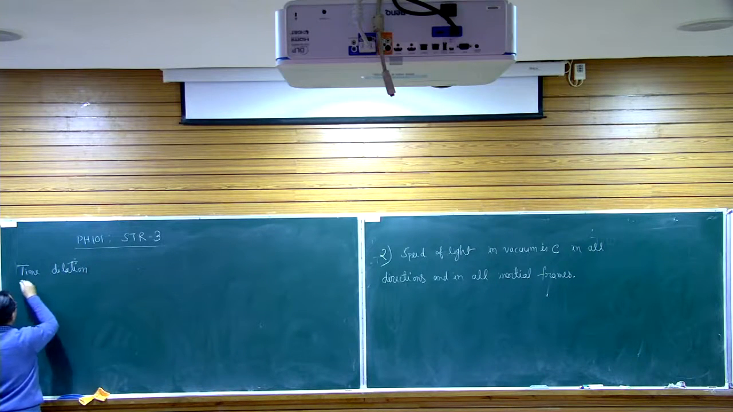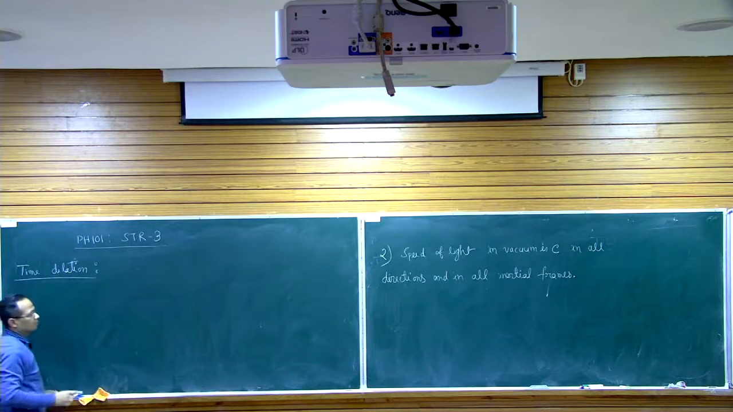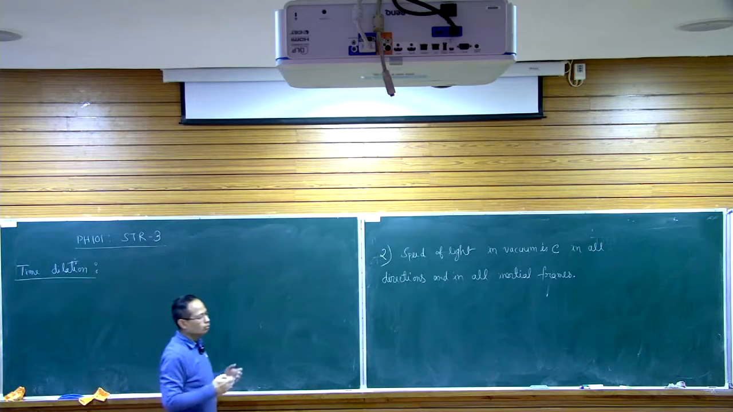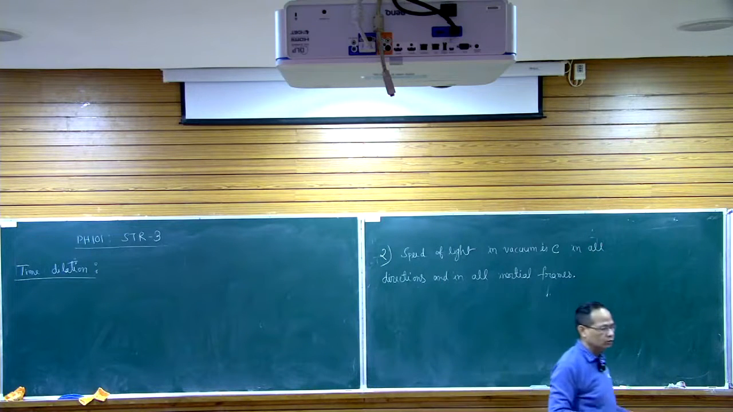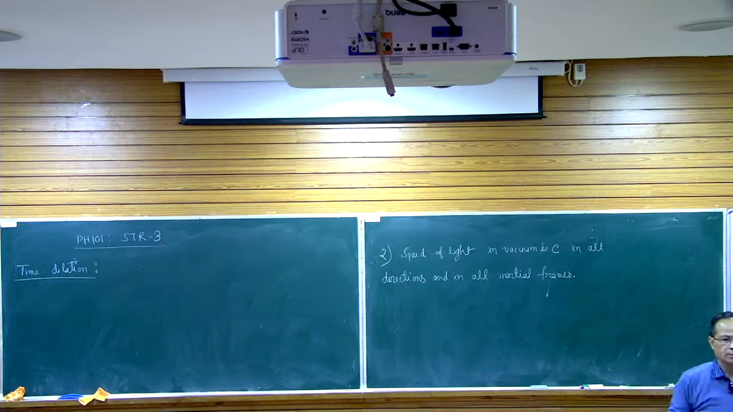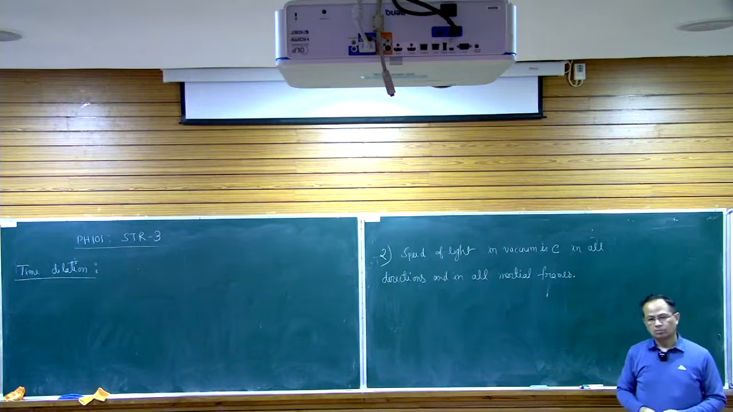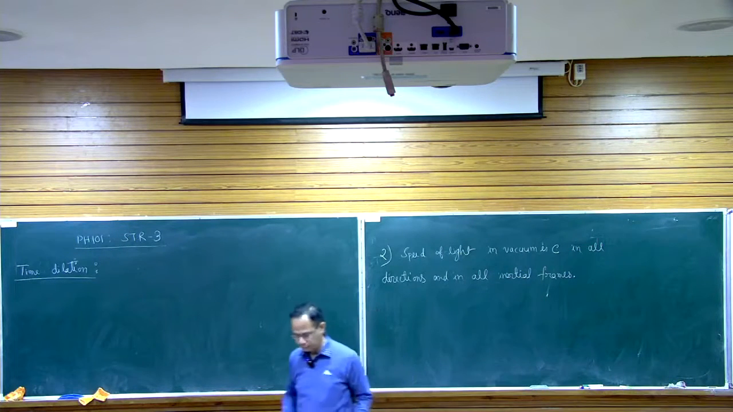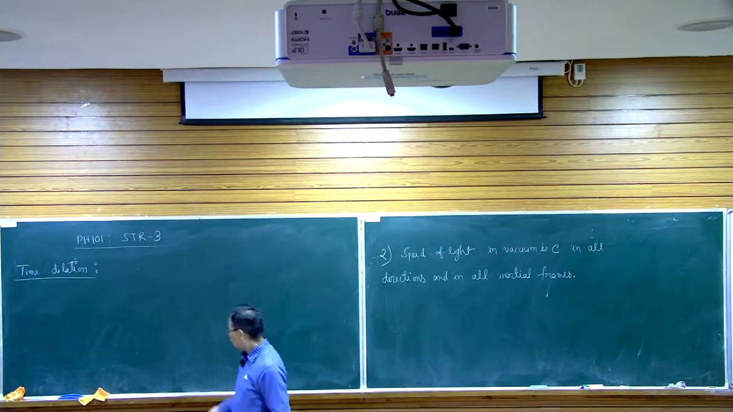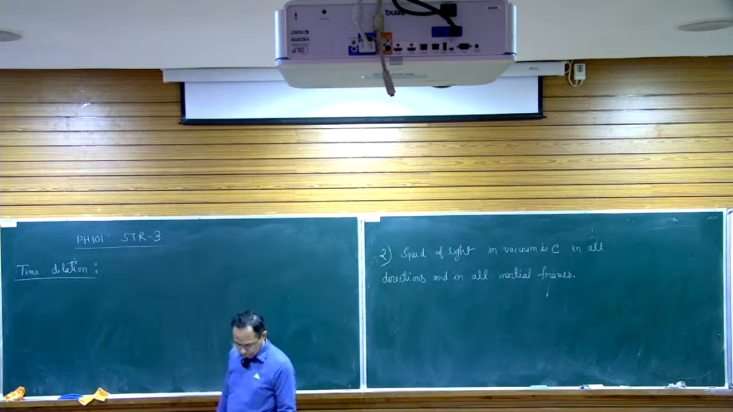So you can see the most important postulate of special theory of relativity is that when you measure the speed of light from an inertial frame in vacuum, you should always get 3 into 10 power 8 meter per second. Doesn't matter whether your frame of reference is moving or at rest, provided it is an inertial frame. So using that particular postulate, we are going to now make some further observations.